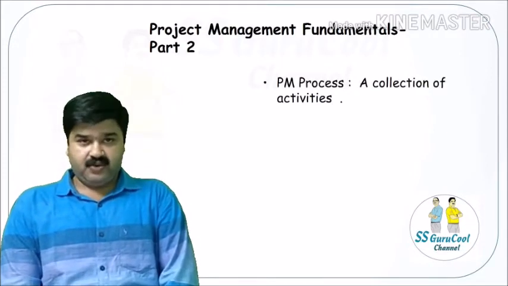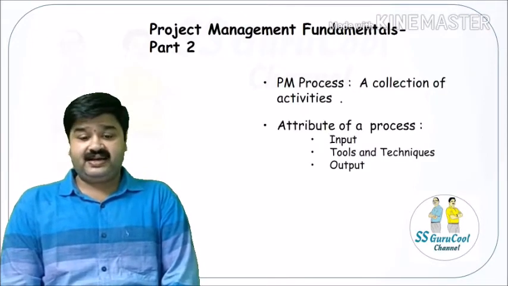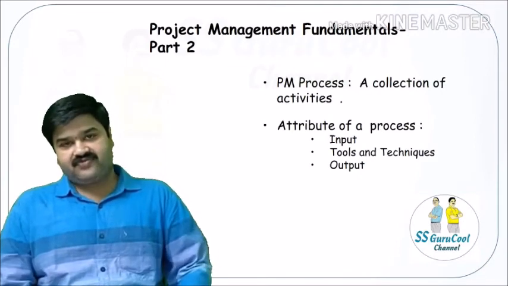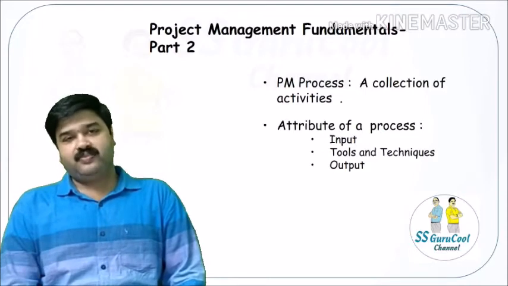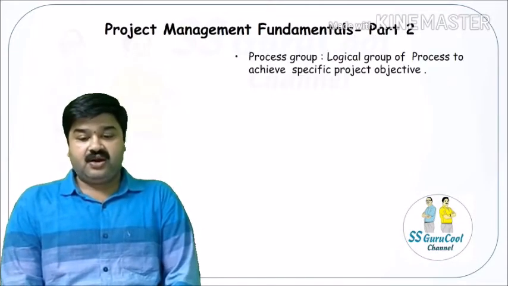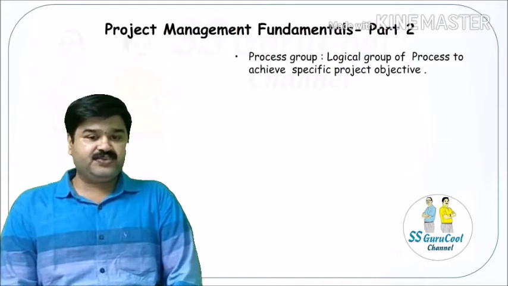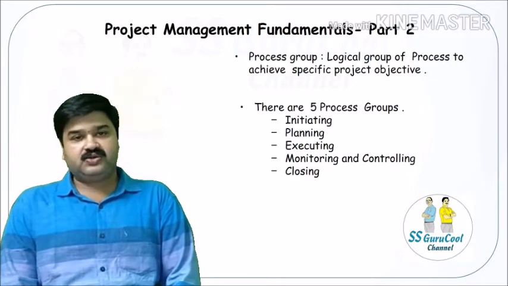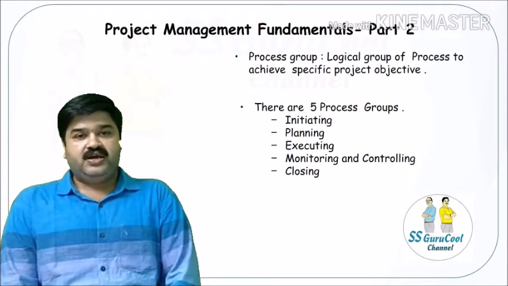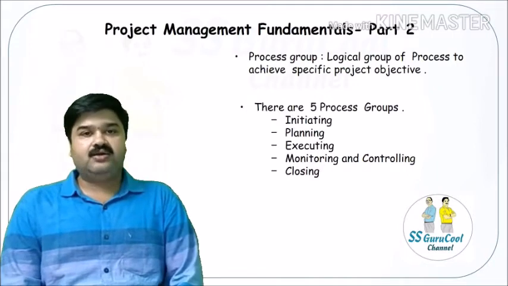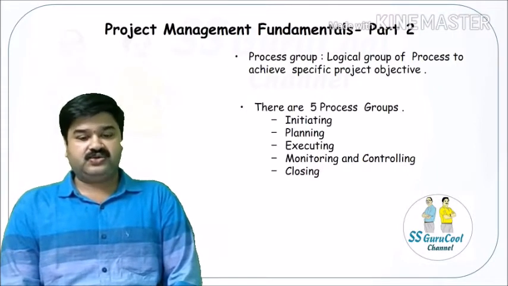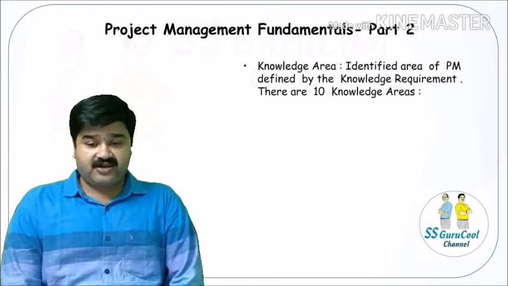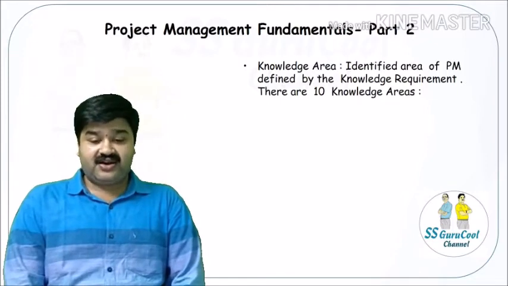It has an input, it uses certain tools and techniques, and it gives an output. And this entire project management is a sequence of such processes or iteration of certain processes. Process group is the logical group of processes to achieve specific project objectives. There are 5 process groups: initiating process group, planning process group, executing process group, monitoring and controlling process group, and closing process group.